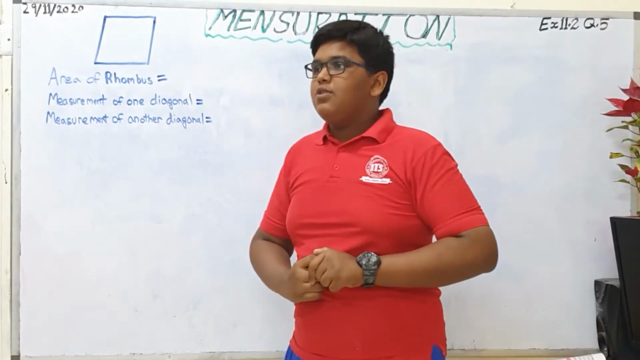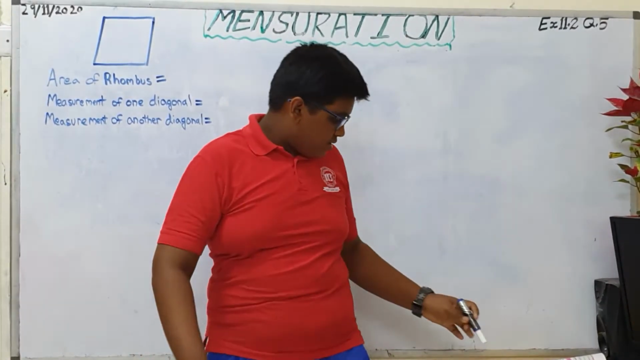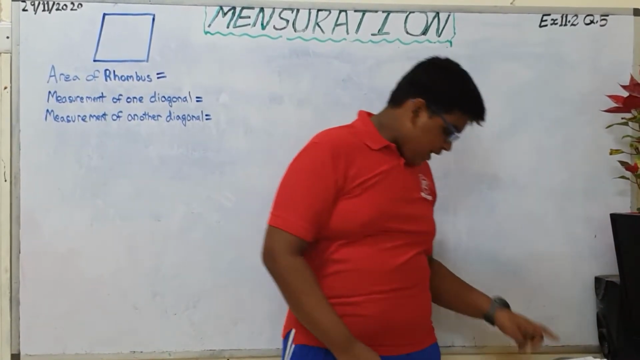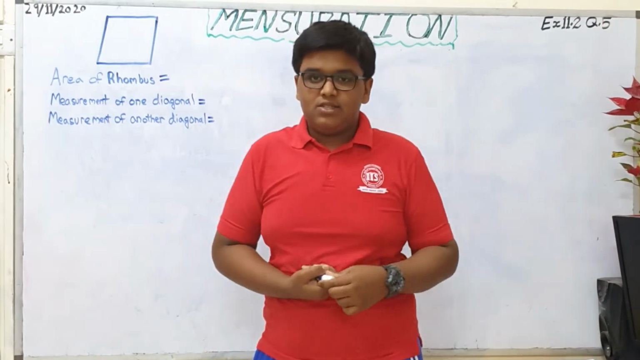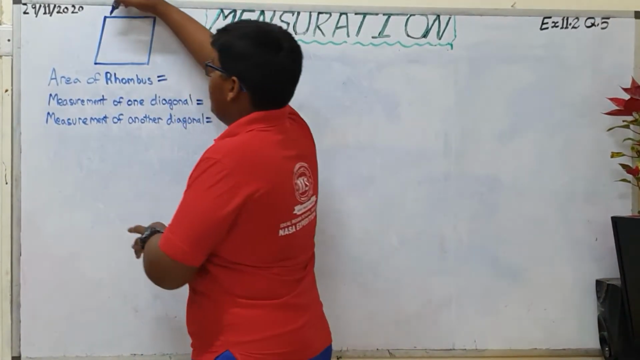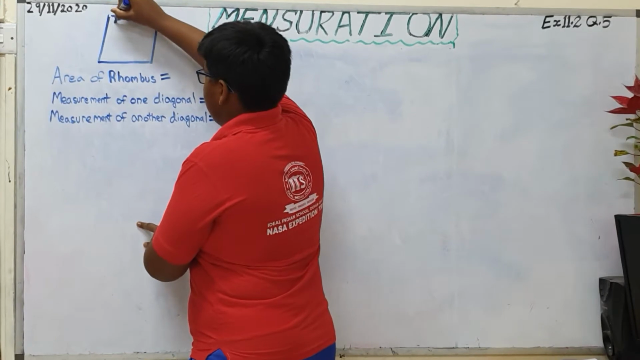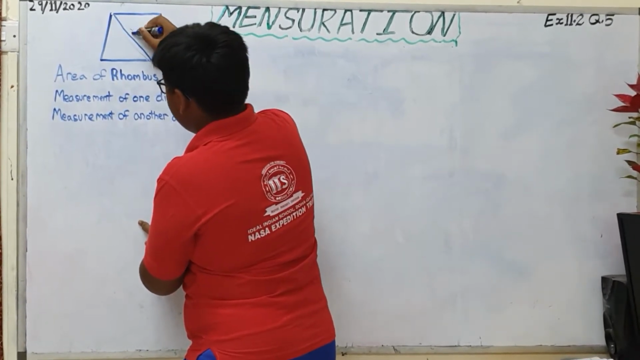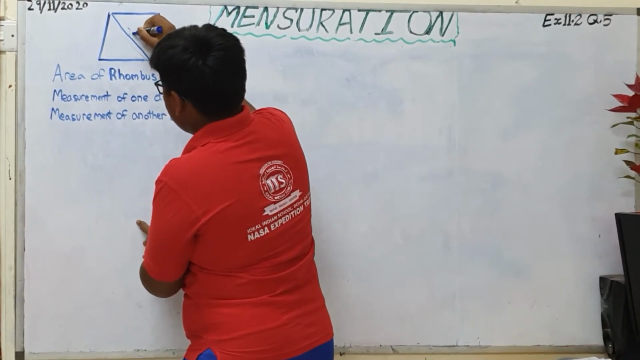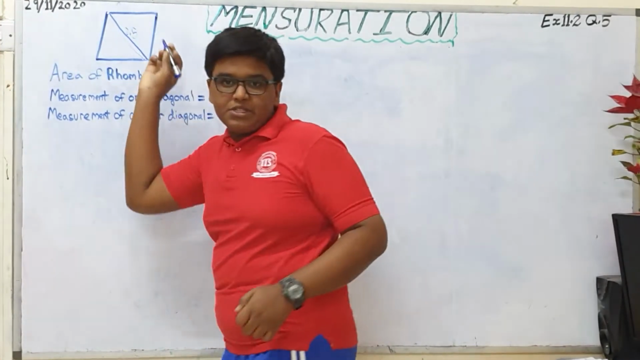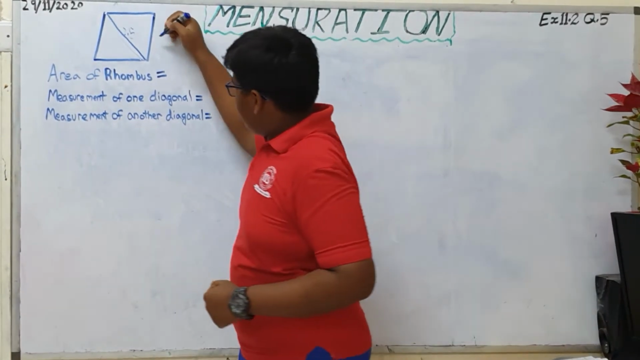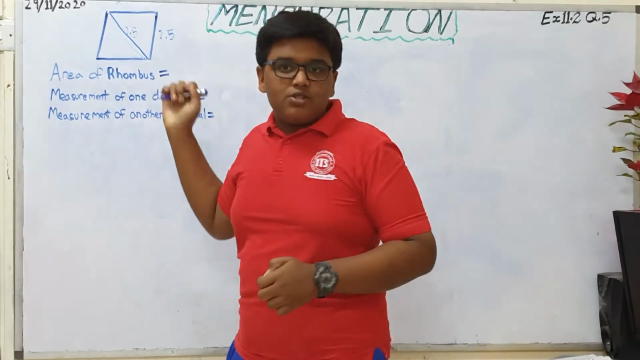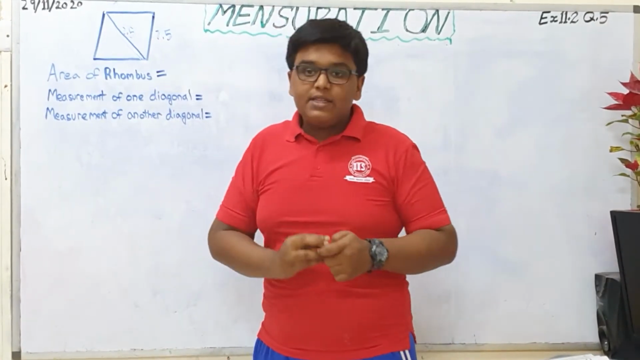So now in the question they have given us the measures of the diagonals. One diagonal is 7.5 centimeter. So this is 7.5, and they have given us one more.